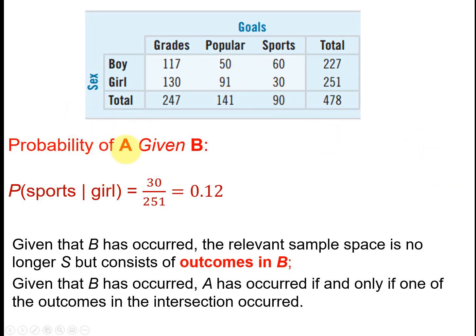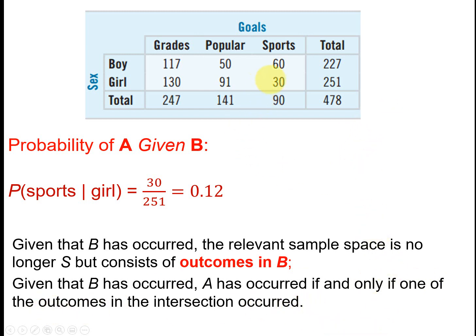So for the probability of A given B, we're looking at the probability of sports given that we selected a girl, and we did this a couple slides ago. So we're concerned with the girl row, and it's 30 divided by 251. Those are the two numbers that we get, equals 0.12. So this gives us more information. Given that B occurs, which is that a girl was selected, the relevant sample space is no longer S, but consists of only outcomes in B. And given that B has occurred, A has occurred if and only if one of the outcomes in the intersection has occurred.